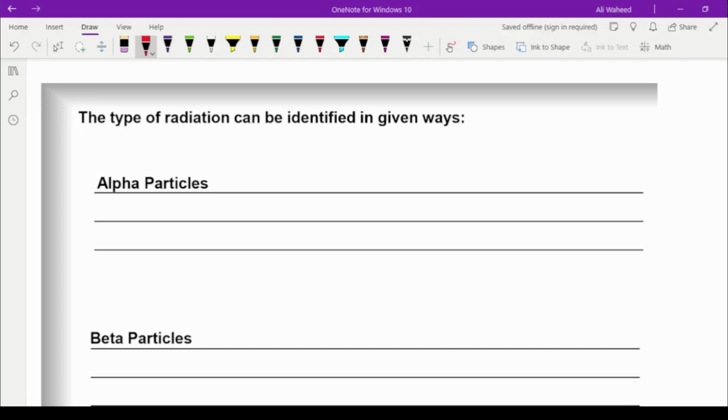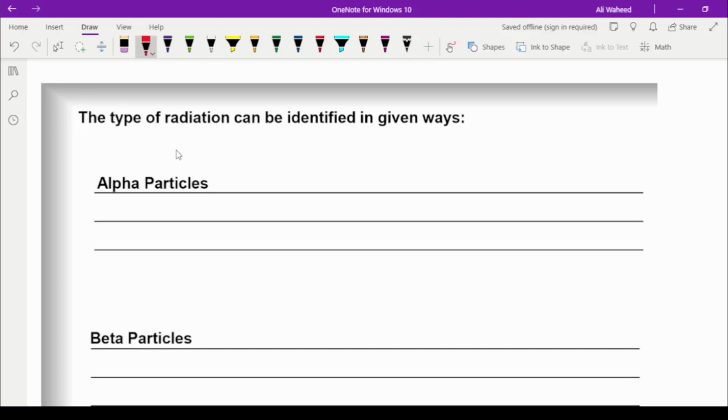So when the alpha particle passes through the cloud chamber, it creates a dense, short, and highly ionized track. Why dense? Because they have high mass. Why short? Because they have less penetrating power. They don't travel that much. They have a very small range. So they create a track which is short, dense, and highly ionized, very much visible. These tracks are thicker and less extended compared to the ones produced by beta or gamma particles.